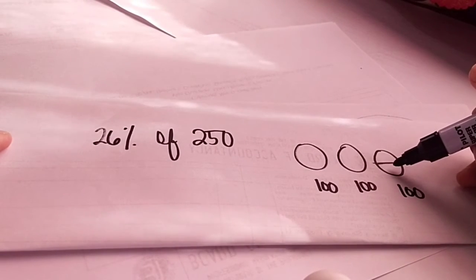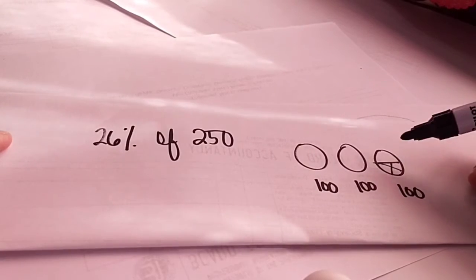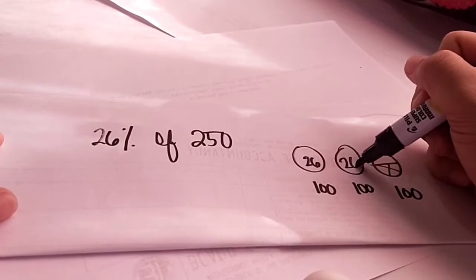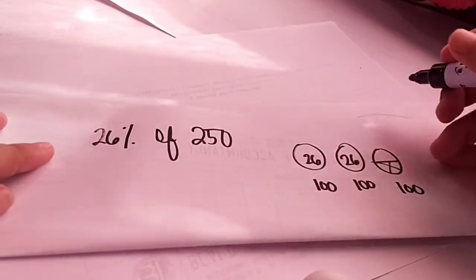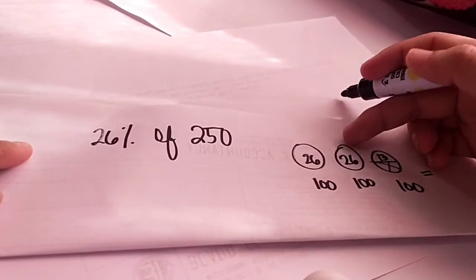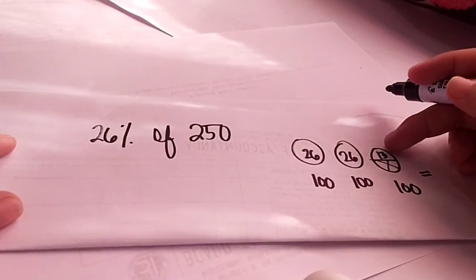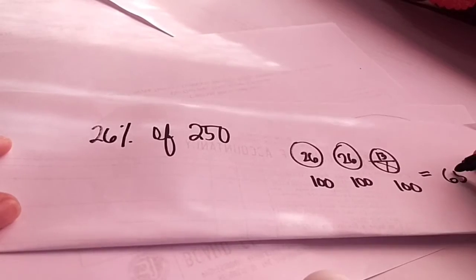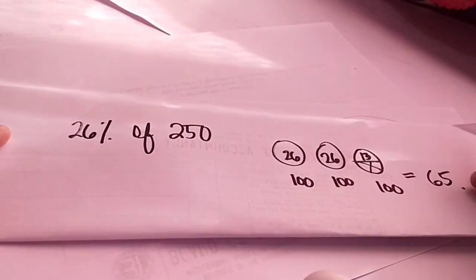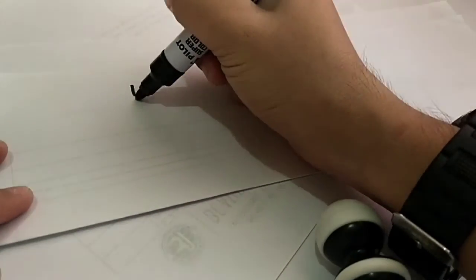The other half we don't need. Then let's put 26 here, 26 here, and half of 26, which is 13. So when we add these, 26 plus 26 is 52, plus 13, we have 65. 26% of 250 is 65. Just easy.